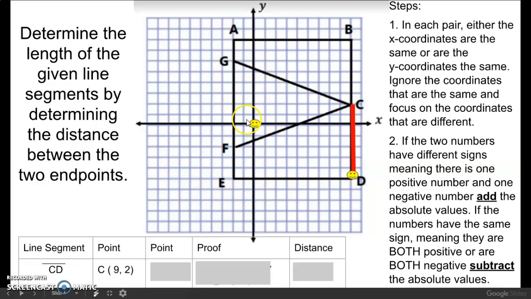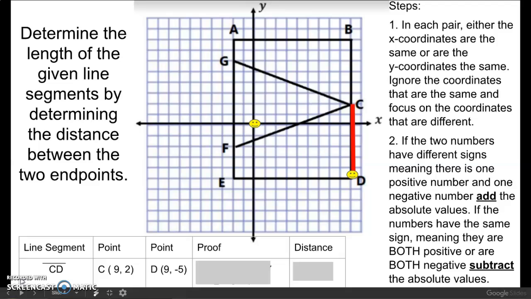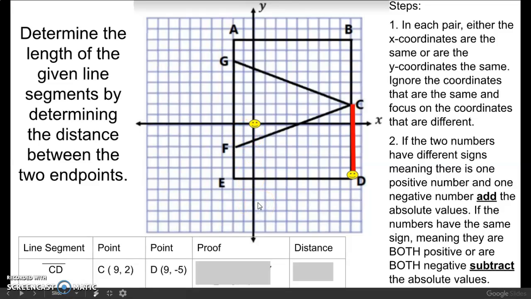For coordinate D, we would count over 9 units to the right and 5 units down. That gives us the coordinate of 9, negative 5. Now that we have our endpoints, we can begin to find the distance between these 2 points. First, let's look at the x-coordinate for each point. The x-coordinate for C is 9, and the x-coordinate for D is also 9.